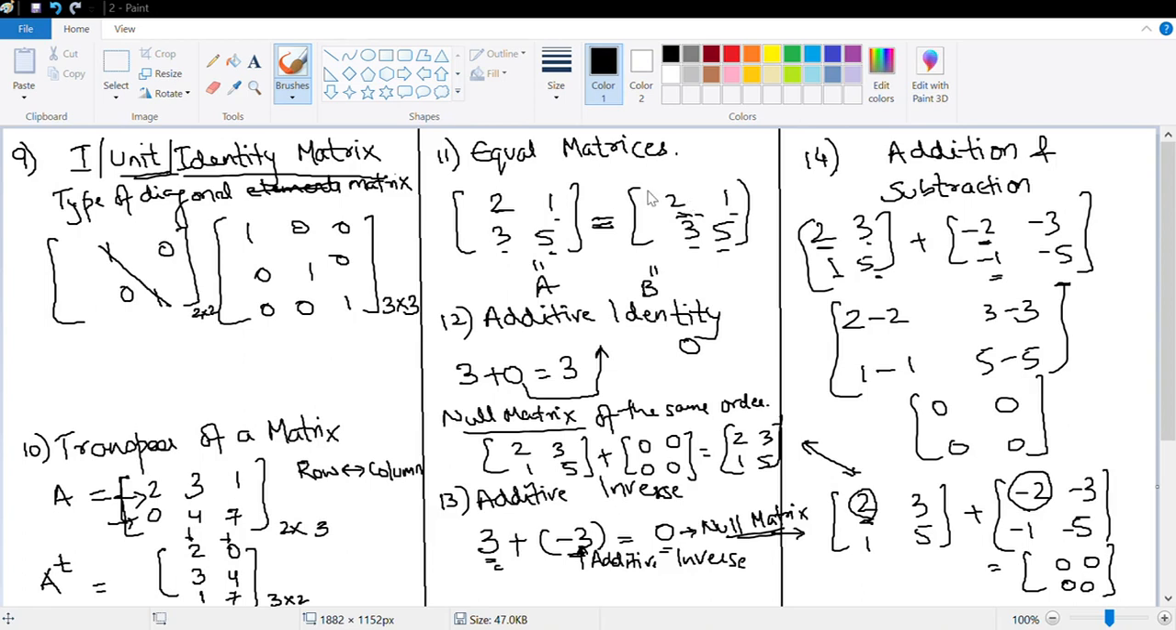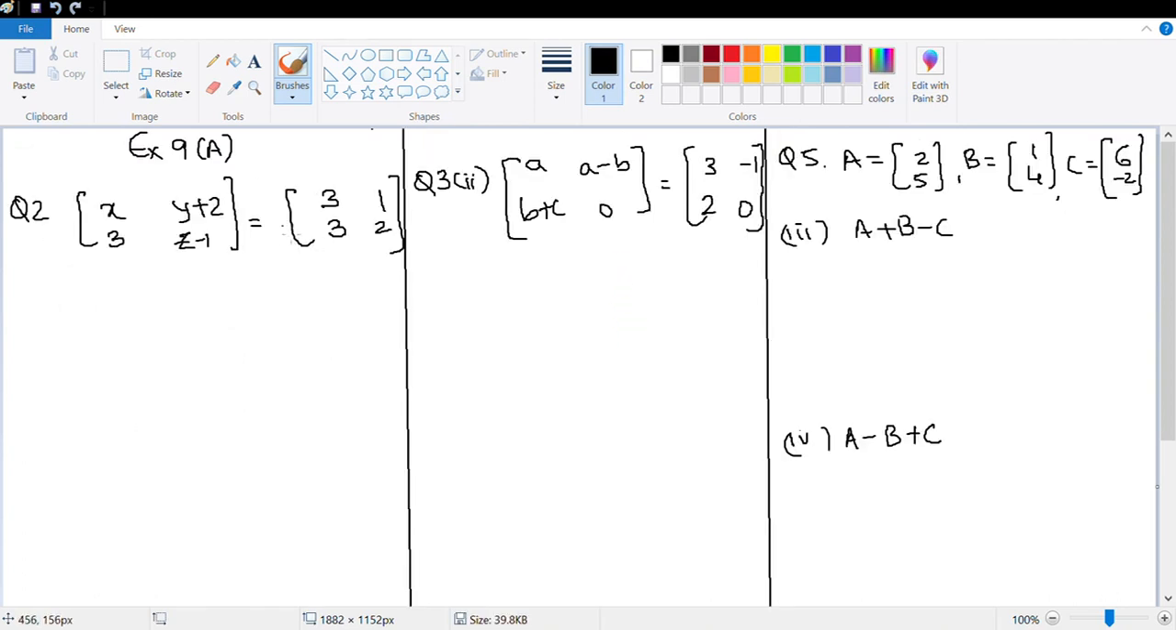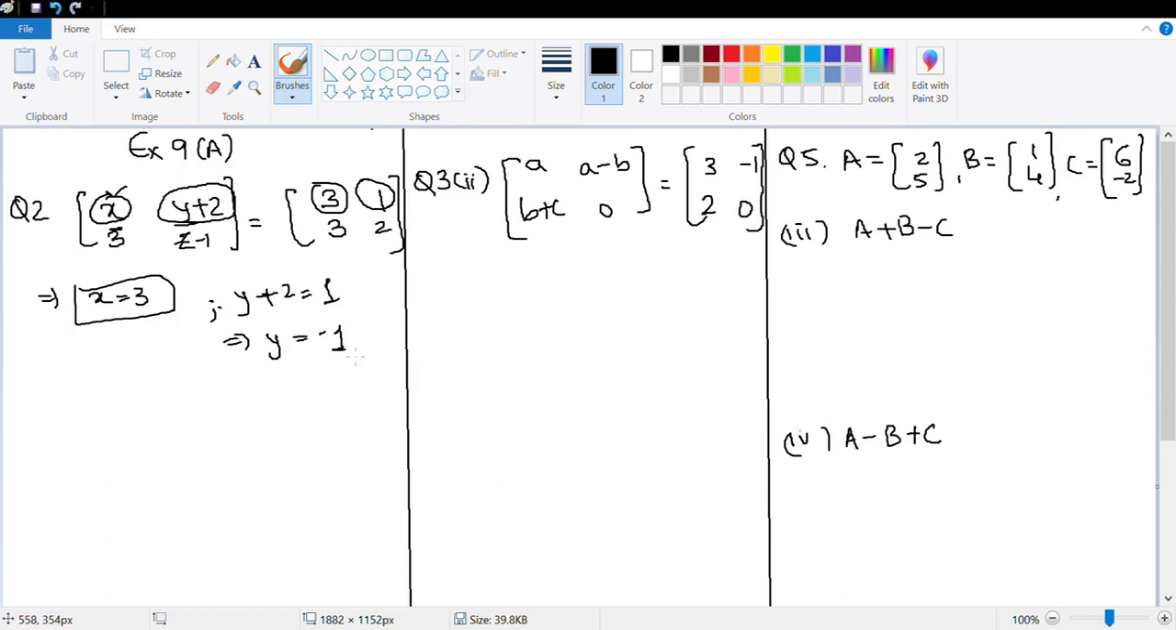So let's look at the first question. I am on exercise 9a, question number 2. It says, given [x, 3; y+2, z-1] is equal to [3, 3; 1, 2], find x, y and z. So let's compare. We know since these are equal, this element is exactly equal to this, which is simple. So x is equal to 3. Now y plus 2 will be equal to 1, which means y is equal to -1.